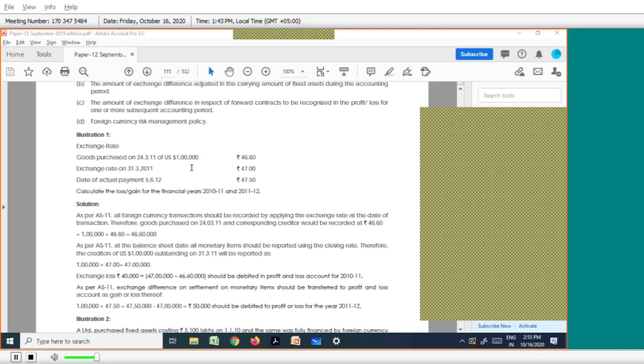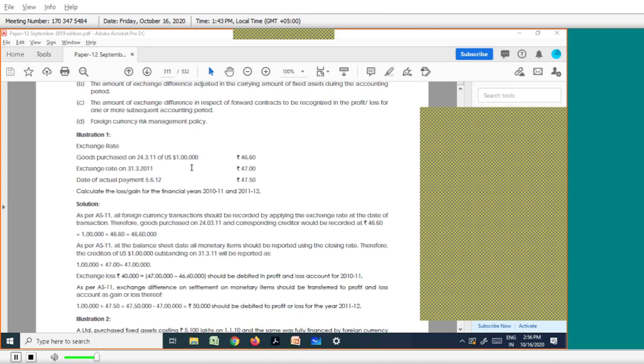But in case of a long-term forex monetary item, monetary item means the value is fixed in nature. Long-term means, for example, loans, which we normally repay after more than 1 year. Sundry creditors or small payables are short term, so this optional treatment is not applicable. It is only for long-term forex monetary items.